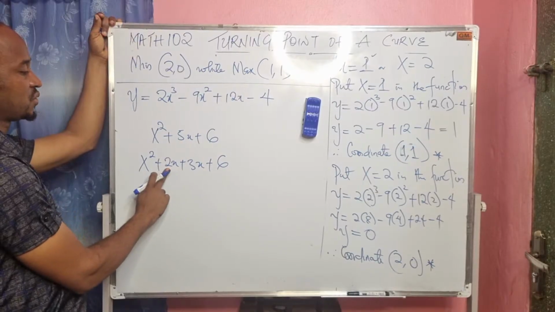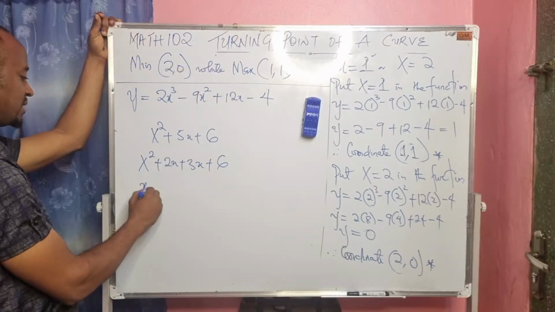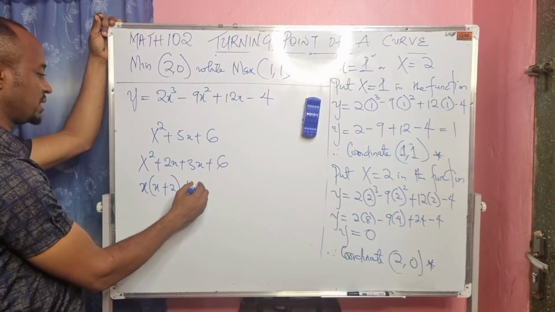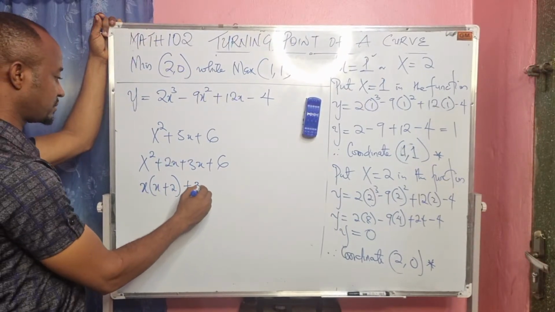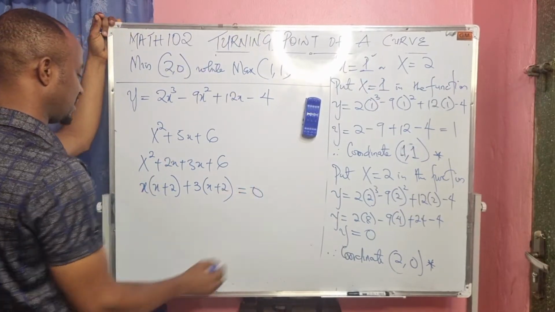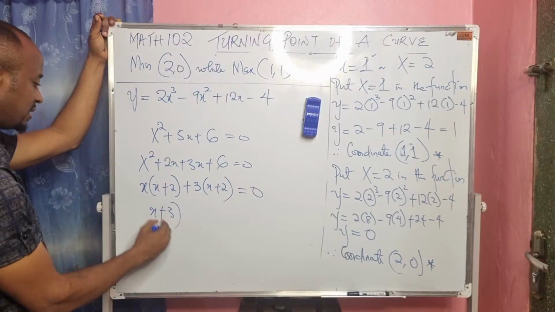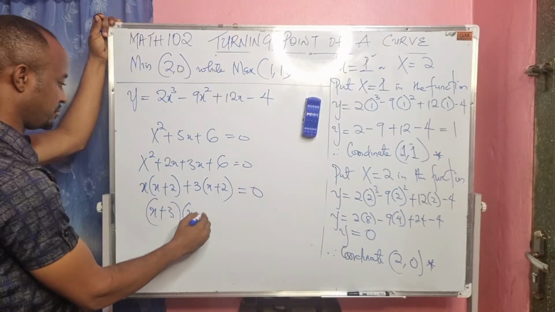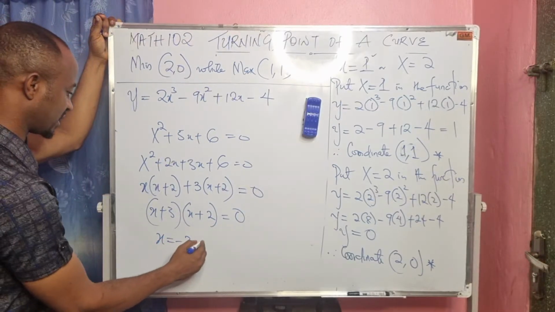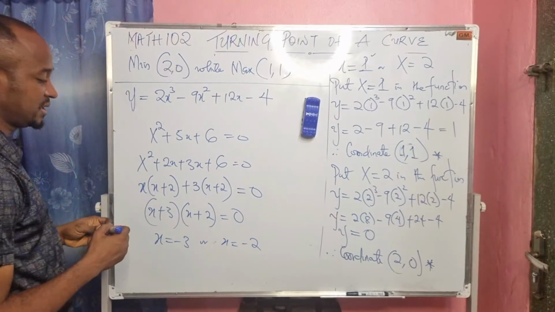2x plus 3x is 5x, and 2x times 3x is 6x squared. Between these two terms, what is common is x. Here we have x plus 2. Between these two terms, what is common is 3. We have x plus 2. Let's equate this to 0. So here we have (x plus 3) and (x plus 2) all equals 0. That means our x equals minus 3 or x equals minus 2.